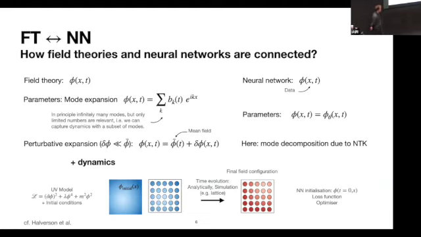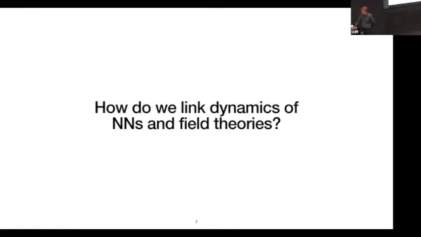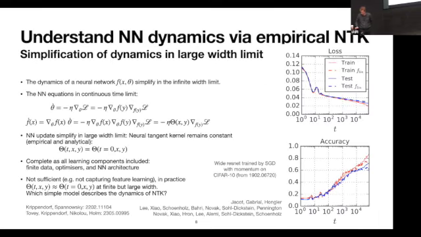And you end up with a different field configuration. In some sense, that's what we want to match to what happens on the neural network side when we do training, subject to some loss function and some optimization. So how do we do this? How do we link these dynamics? There's a nice framework, the neural tangent kernel, that I would like to spend a few minutes discussing.